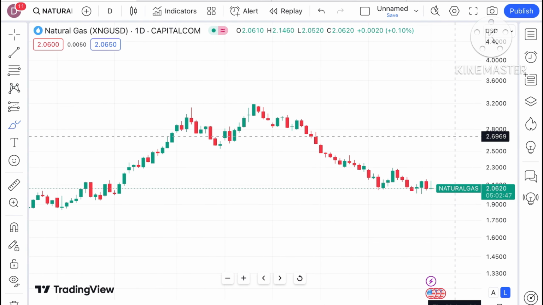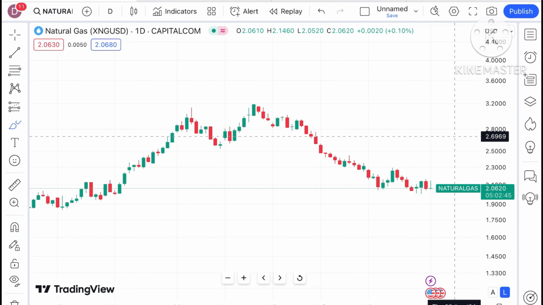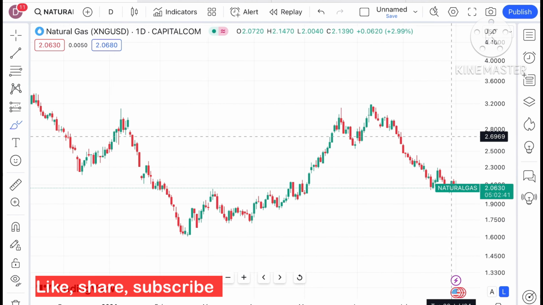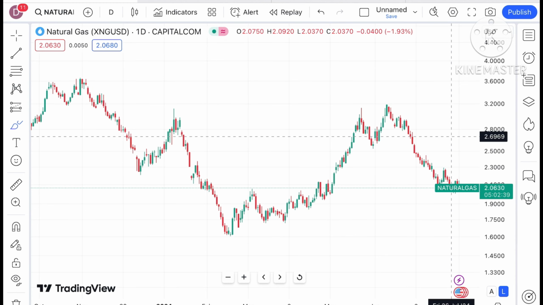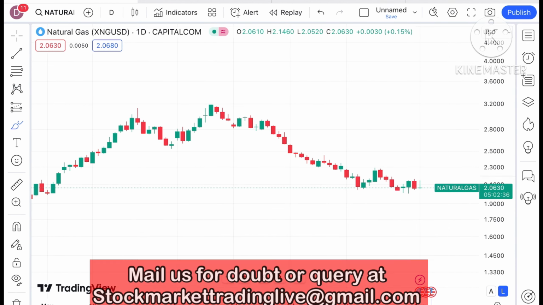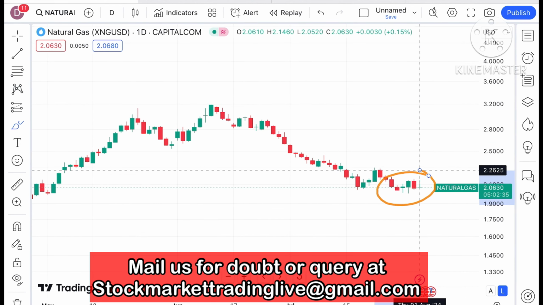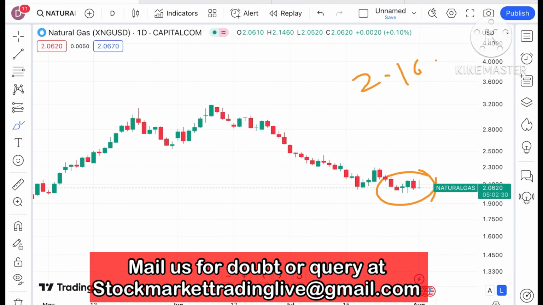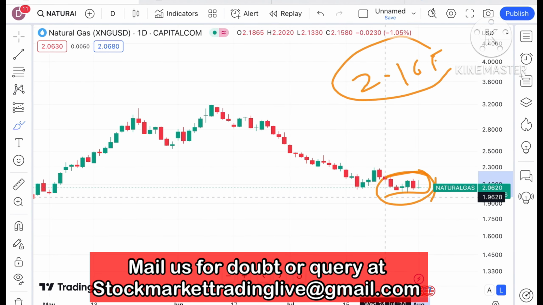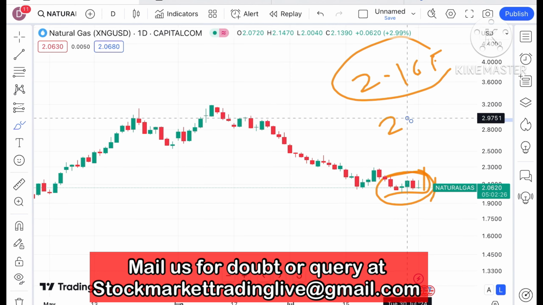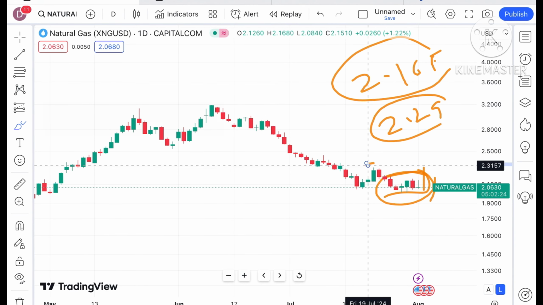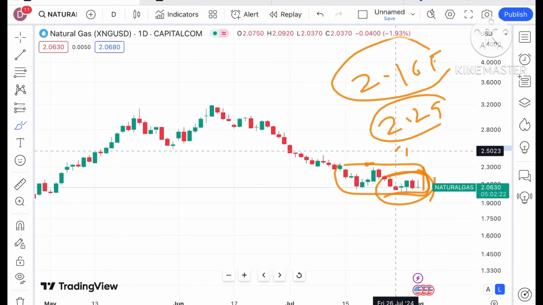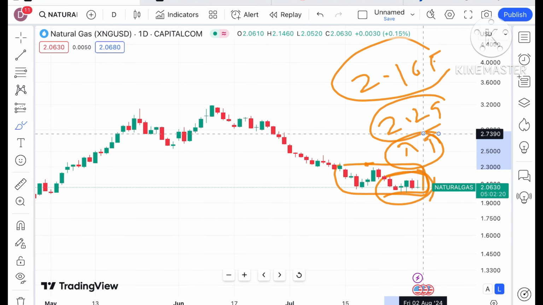So today in this video I'll explain how the price of natural gas has moved in the last 2 days and how it can move in the next 2 days. If you look at the chart of natural gas, it is moving in this zone. Chances are very high that if the price starts going above a level of $2.165, it will cross this particular level and can move above a level of 2.29, which is the half of this zone. So there will be a higher probability of going further upside.